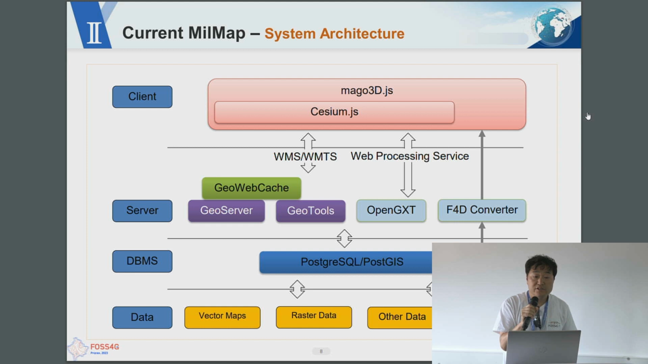So current MilMap's system architecture is like this. Almost all the components are open source based ones. So we heavily make use of the existing open source softwares: PostgreSQL, PostGIS, GeoServer, GeoTools, GeoWebCache. OpenGXT is also a geospatial analysis and geostatistical library that is open source. Also, Margo 3D is actually developed by my company. It's open source software. So we heavily use the existing open source software, and then we implemented the MilMap successfully.